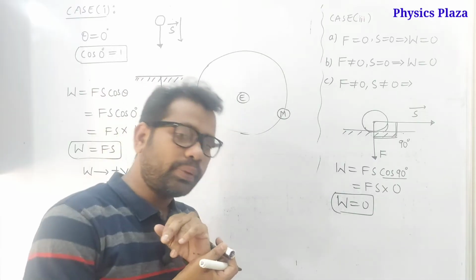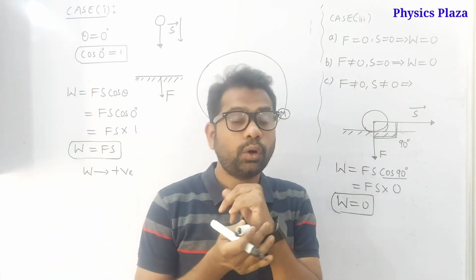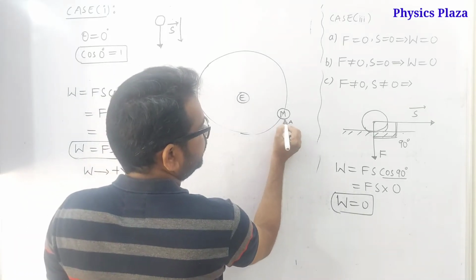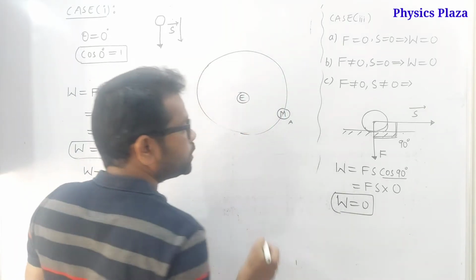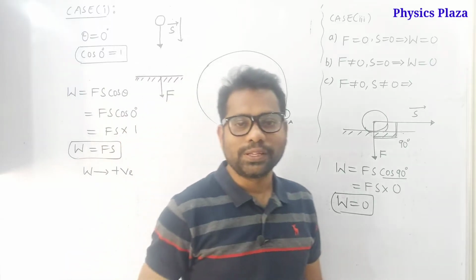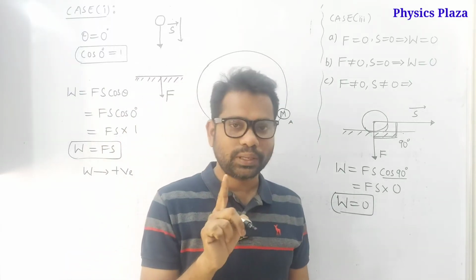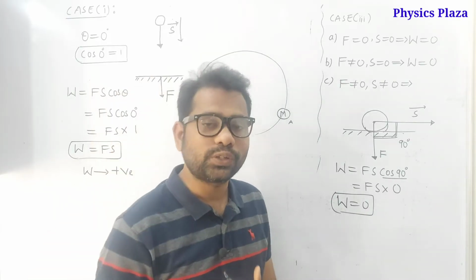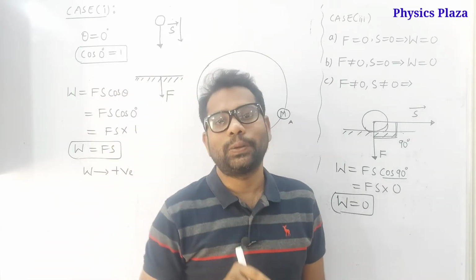Many students will write 0 only. And how will they explain? They will explain like this: sir, for example, the moon is at a point A. Again, it will come back to point A only, so the displacement is 0, so the work done is 0. Okay, it's correct. But I am not talking only about after a complete revolution. At every point, the work done is 0.